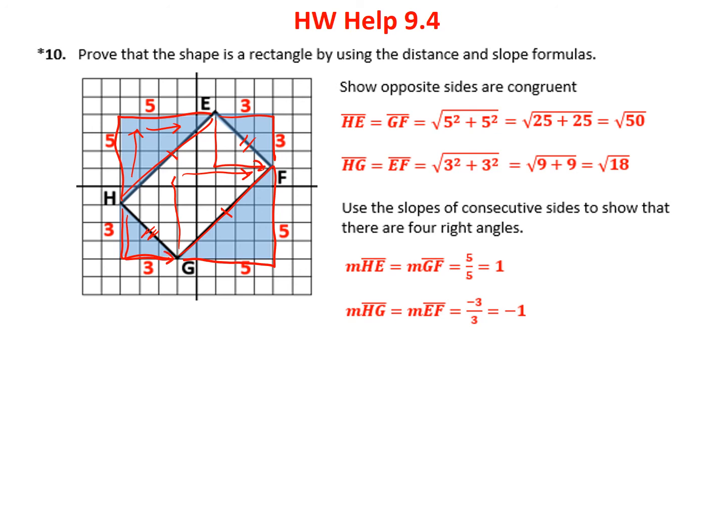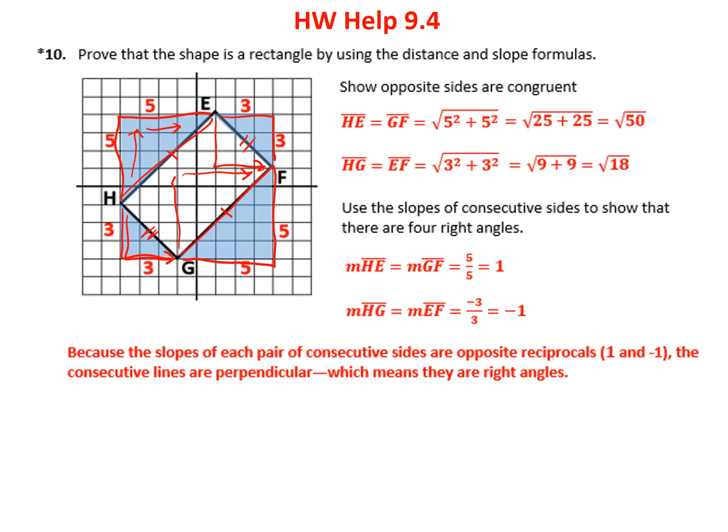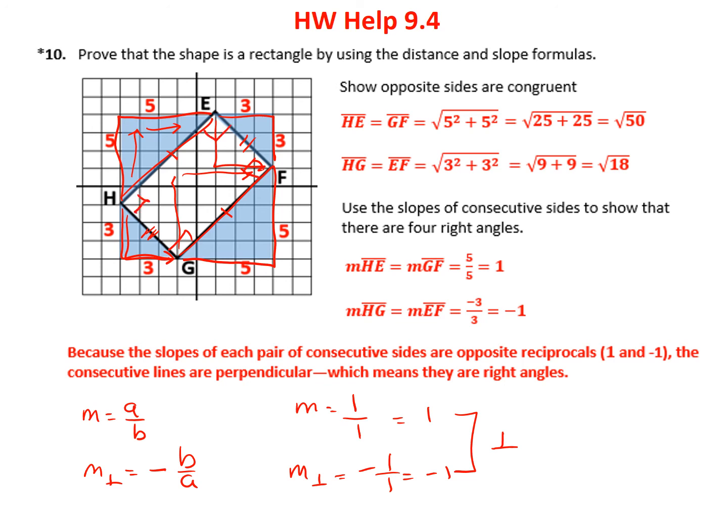And as we said in an earlier problem, that means these two are opposite reciprocals. And if you don't remember how, remember that if the slope of a line is A over B, then the perpendicular is the opposite, positive, negative, B over A. Now here I have a slope that is 1. Let me write that as a fraction. So the opposite would be negative 1 over 1, or negative 1. So notice these are opposite reciprocals, or perpendicular. So that means that each of these angles is a right angle. And so we have now proved that this is indeed a rectangle.